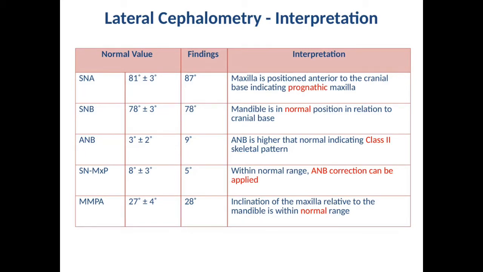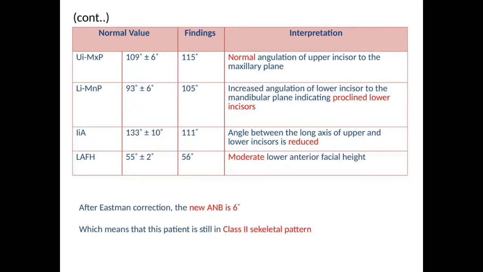The MMPA for this patient is normal, which means that the inclination of maxilla relative to the mandible is within normal range. The upper incisor to maxillary plane angle is within the normal range. The lower incisor to mandibular plane angle is higher, indicating proclined lower incisors. The interincisal angle is reduced and the lower anterior facial height is within normal value.